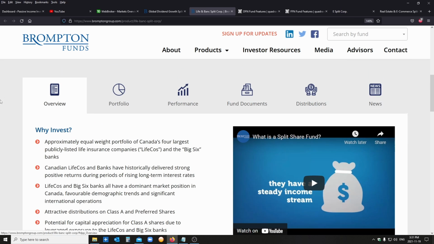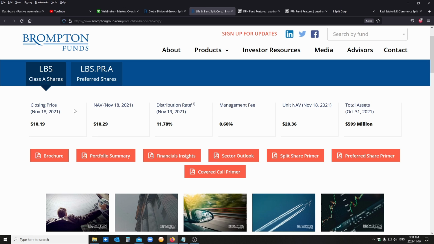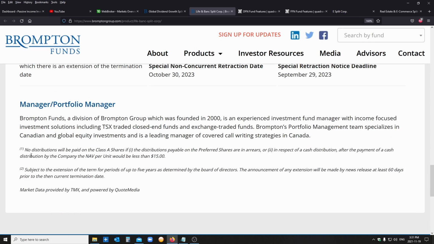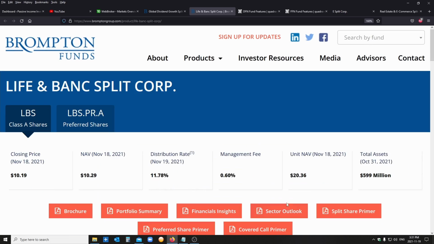And by the way, that unit NAV rule, where the dividend on the Class A is only going to be paid out if the unit NAV is over $15, they actually have it right here. If you scroll down and you click on this number 1 here, where was it? Here, number 1, distribution rate, right? Dividend yield, Class A shares, 11.78, but they put a little number 1.